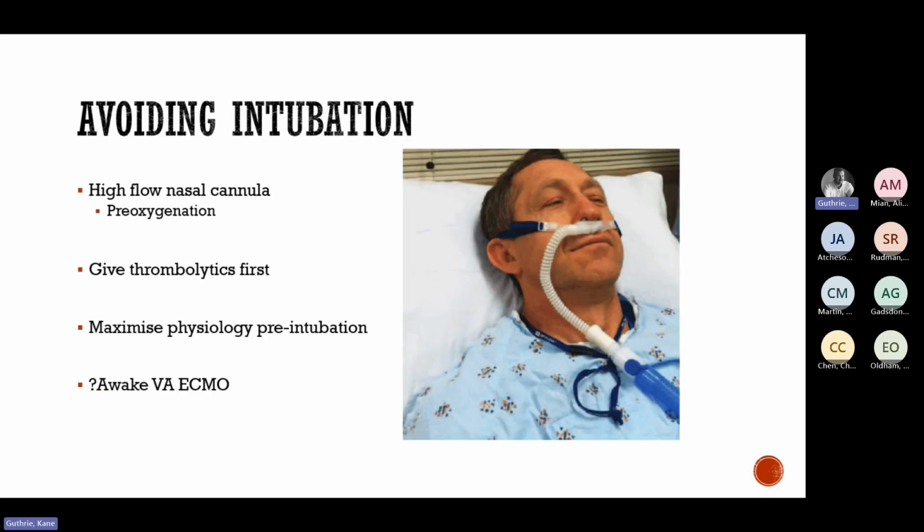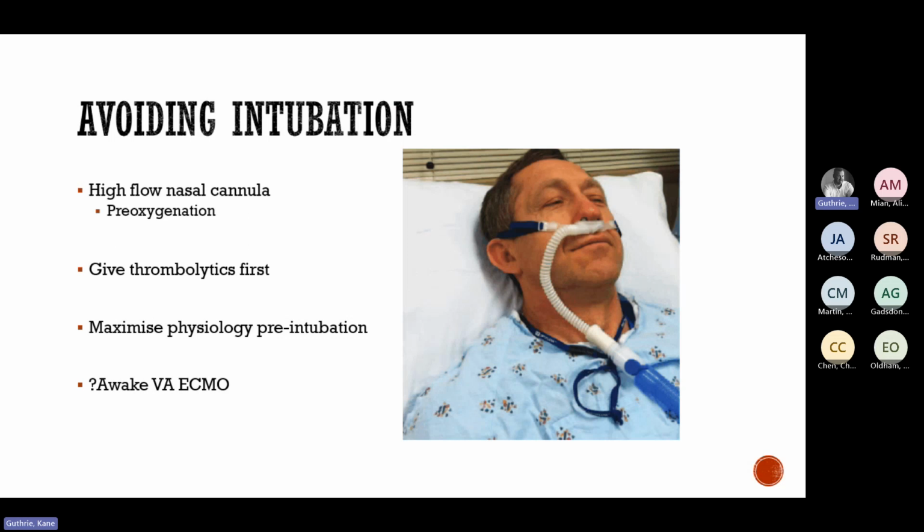So ways that we can look at avoiding intubation: we can start them on high flow nasal cannula. We can also pre-oxygenate them first. We want to give thrombolytics first if they're indicated for thrombolysis. We'll talk about that in a second. You want to try and optimize and maximize your pre-intubation physiology, so you've actually got some room to move. So use your inhaled pulmonary vasodilators for that.